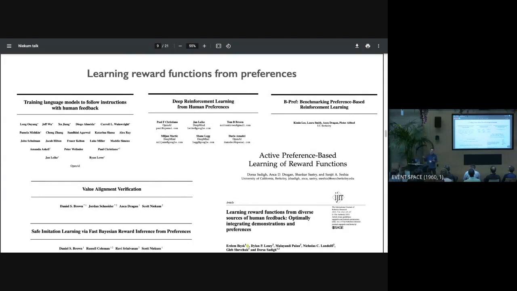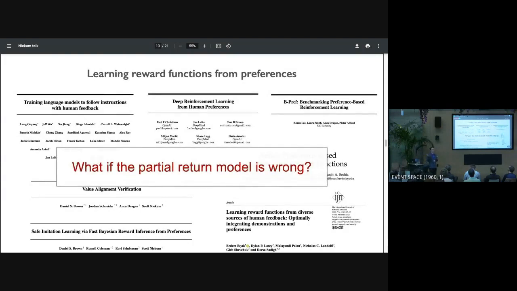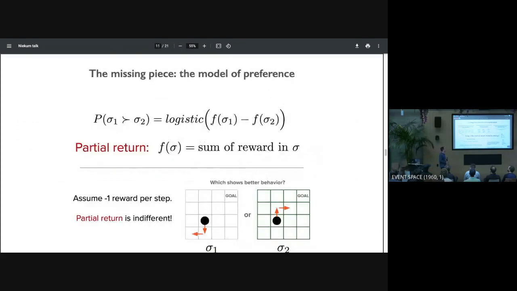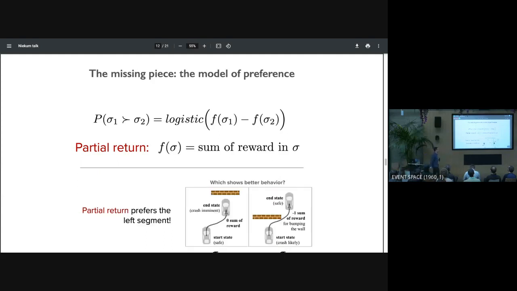So the question we wanted to ask in a recent paper is: what if the partial return model is wrong? What are the implications, and how bad is it? There are some reasons to think it might be wrong. In a really simple example, an agent walking away from the goal or walking toward the goal with a -1 reward at every time step, maybe a big reward at the goal, both two-step trajectories have exactly the same return. The partial return model is indifferent. That doesn't seem like a great property.